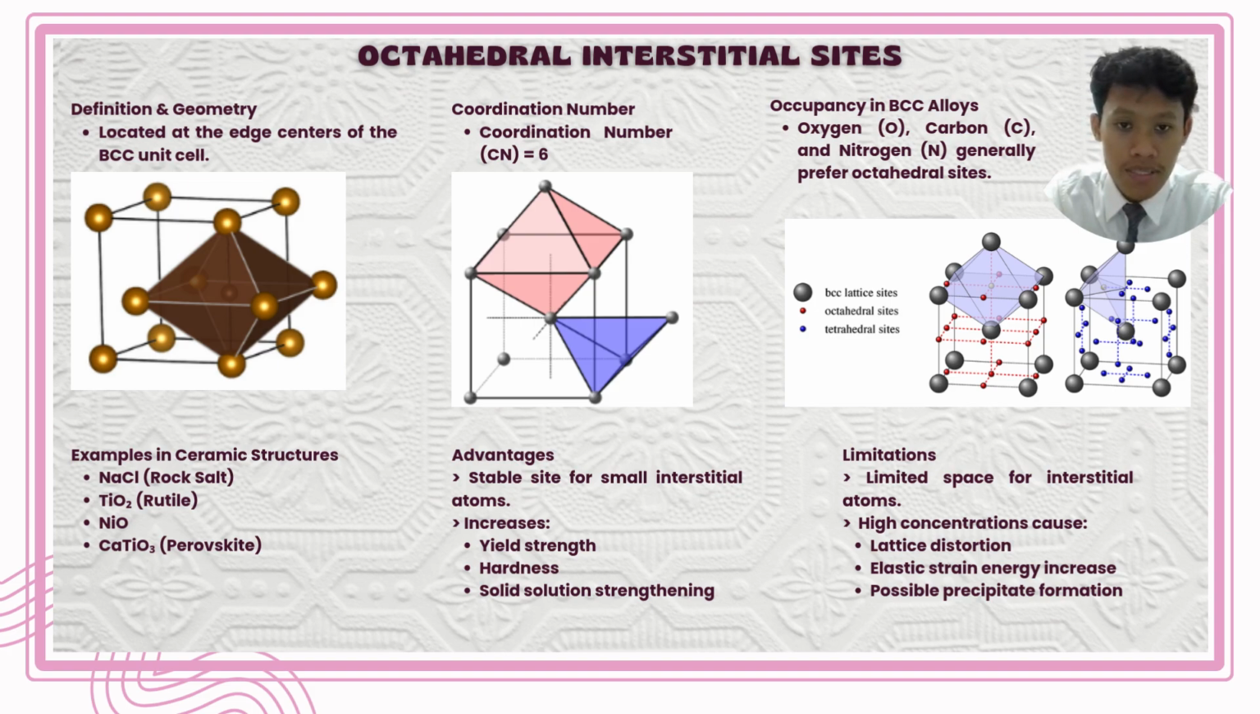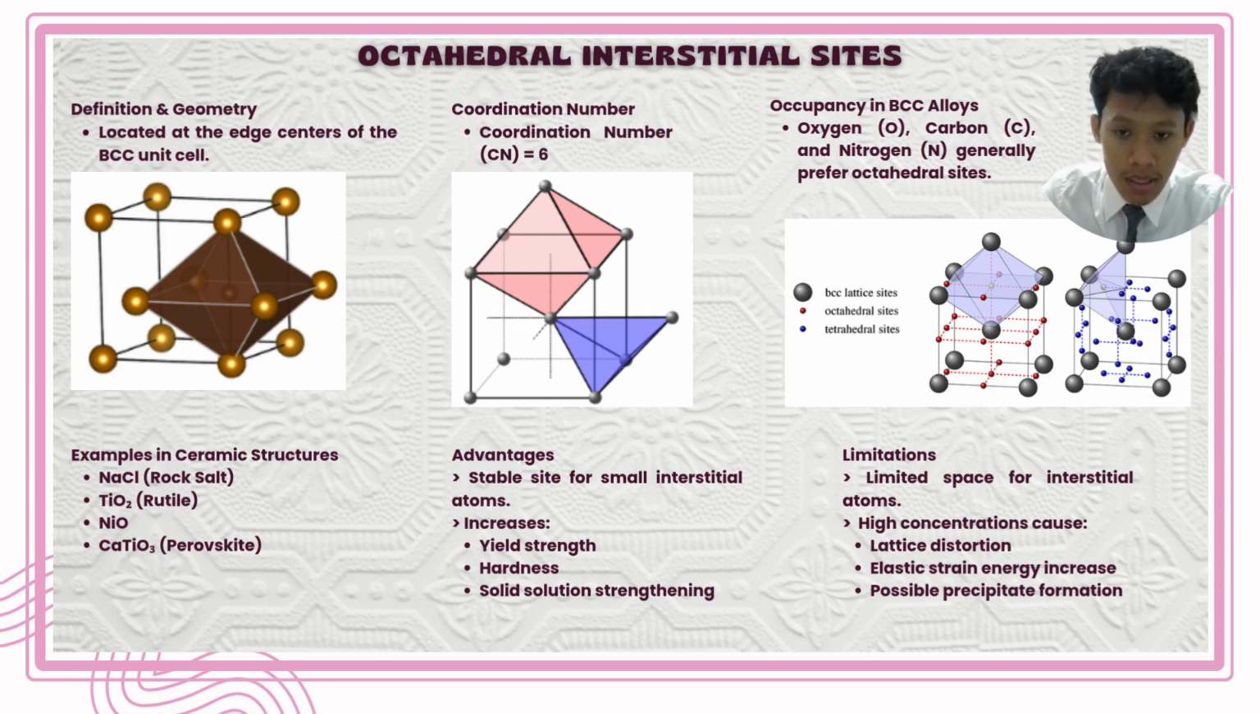And next, the occupancy. In BCC alloys, oxygen, carbon, and nitrogen generally prefer the octahedral site. I mention this because it is the most energetically stable position, the octahedral interstitial site. And for the examples, we have four. Firstly, we have sodium chloride, titanium dioxide, nickel oxide, and last but not least, the peroxide.